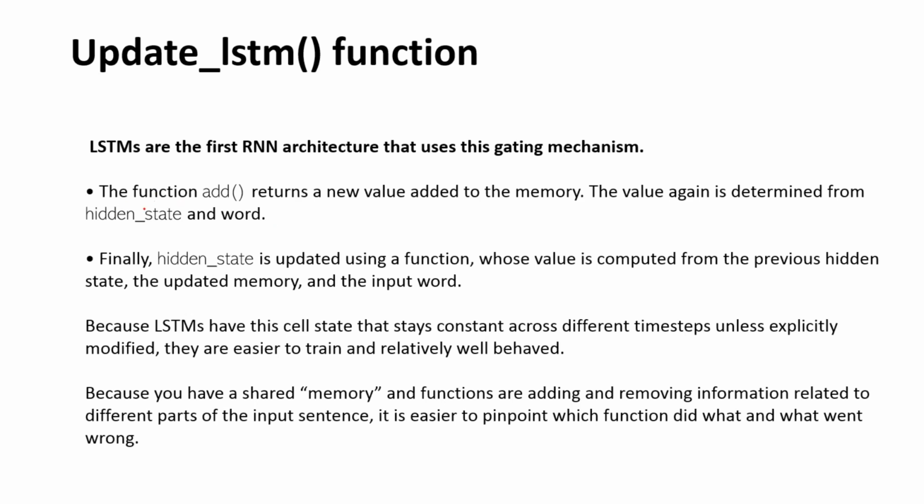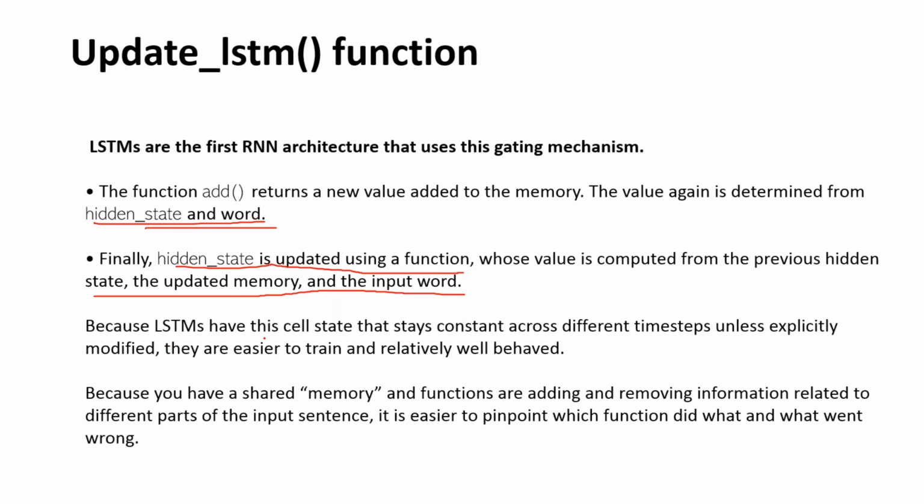So we need to understand these things. First, the function add returns the new value added to the memory. We need to have that. And the value again is determined from the hidden state and the word. So there are two things. One is the add function that returns the new value added to the memory. Another is the value that comes in, which is determined from the hidden state and the word. Finally, the hidden state is updated using a function whose value is computed from the previous hidden state, the updated memory and the input word. We'll see that in the function.